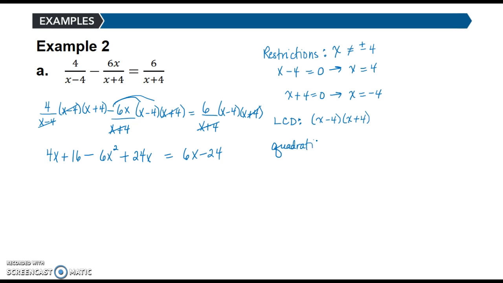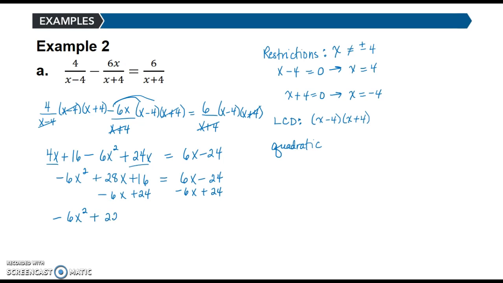So we need to set one side equal to 0 and try to factor. Let's first combine like terms, so we get negative 6x squared plus 28x plus 16 is equal to 6x minus 24. We can subtract 6x and add 24 to each side. And that gives us negative 6x squared plus 22x plus 40 equals 0.